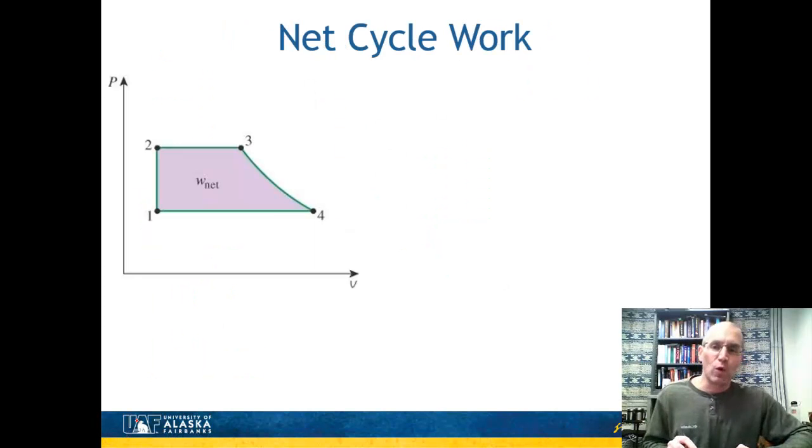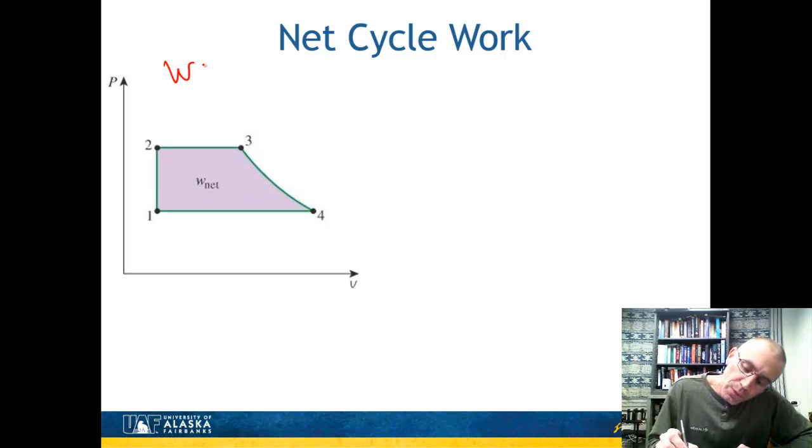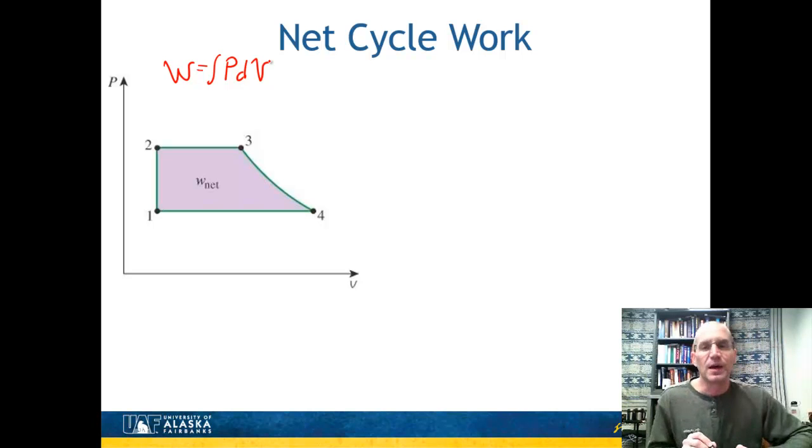All right, let's talk about the net work of a cycle. So here I've got another cycle. This is a PV diagram, and the points are labeled 1, 2, 3, and 4. And remember that the work is always the integral of a force through a distance, or what becomes the integral of a pressure through a volume. And so we could talk about the work going from 1 to 2. Well, there's no volume change, so there'd be no net work from 1 to 2.